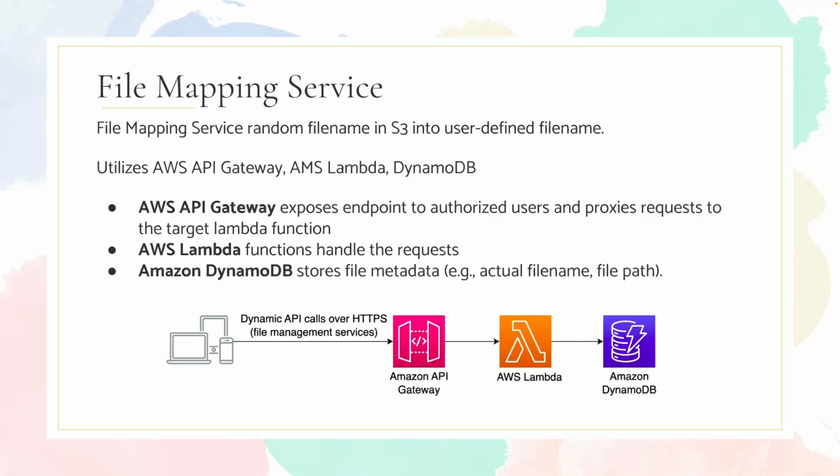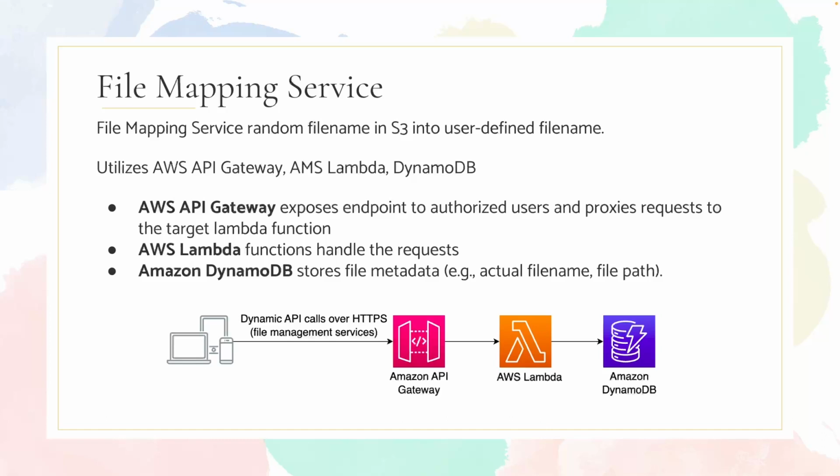Next, let's talk about the file mapping service. The file mapping service handles mappings that will be used to convert file names in S3, which are unique UUIDs, into user-defined file names. This is possible with three AWS services: API Gateway, Lambda function, and DynamoDB.